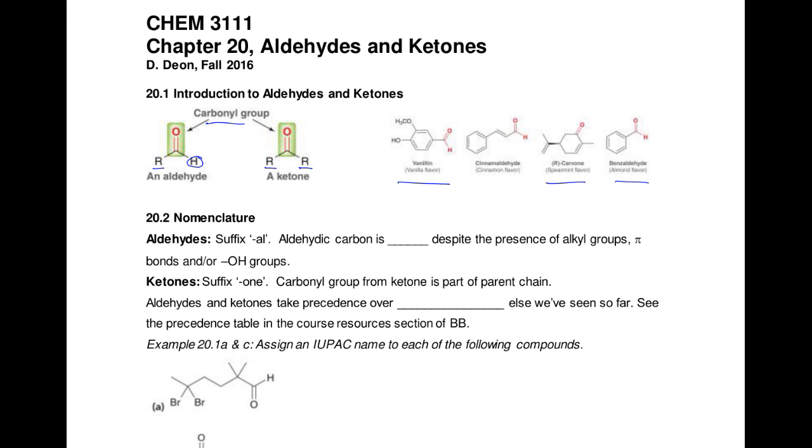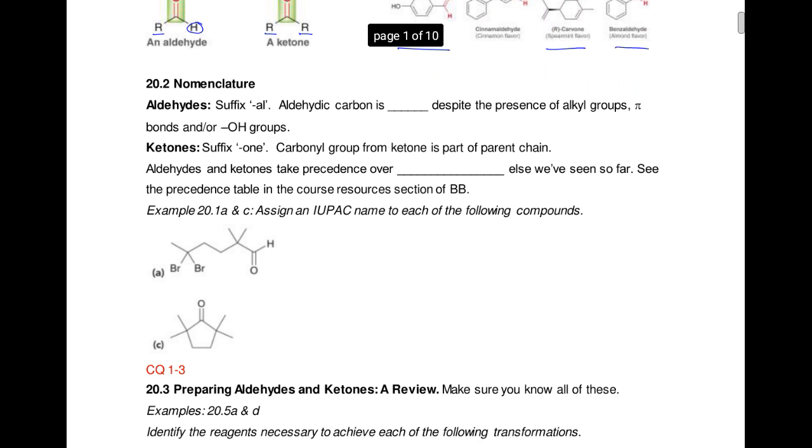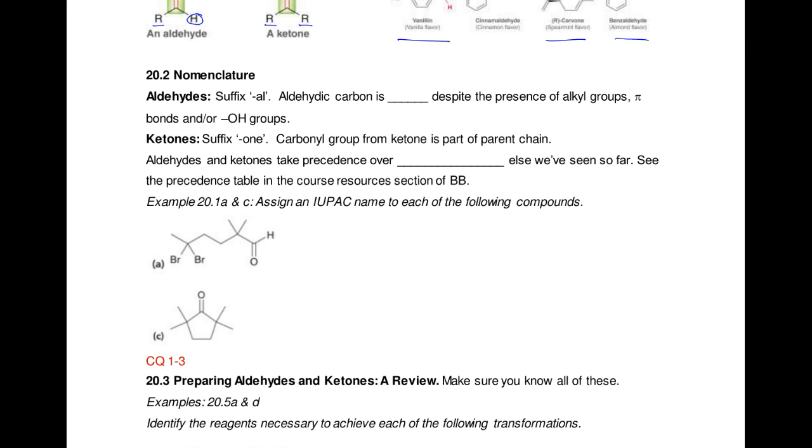Okay, so let's take a look at the nomenclature of aldehydes and ketones. When we're talking about nomenclature, we're going to follow the same rules that we did when we were naming alkanes, alkynes, alkenes, and alcohols. First, we identify the name of the parent; second, we identify and name the substituents; third, we assign numbers or locants to each substituent; and fourth, we assemble everything alphabetically.